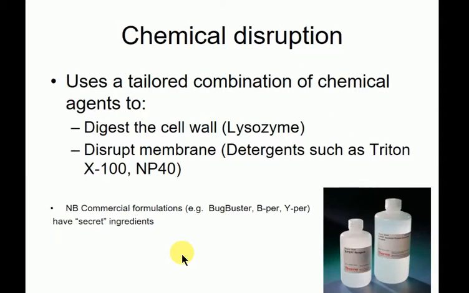And you'll see this usually labeled as something like BugBuster, or you can get different flavors for different expressions. So B-PER is bacterial protein extraction reagent, Y-PER is yeast. So they obviously need different enzymes. If you're breaking open yeast, you'd benefit from a chitinase, not a lysozyme.